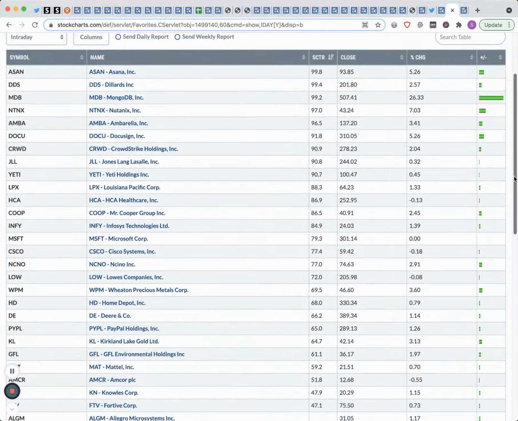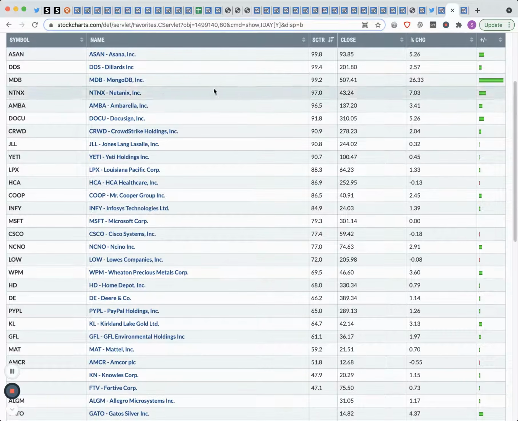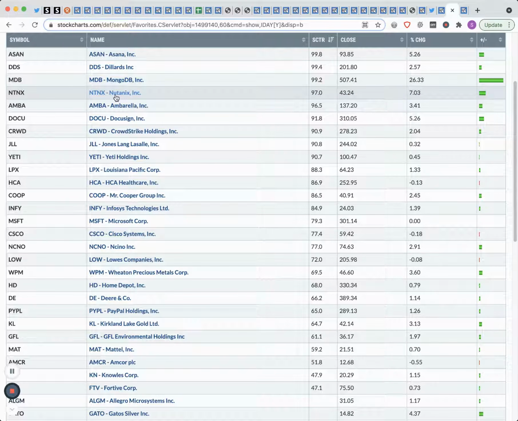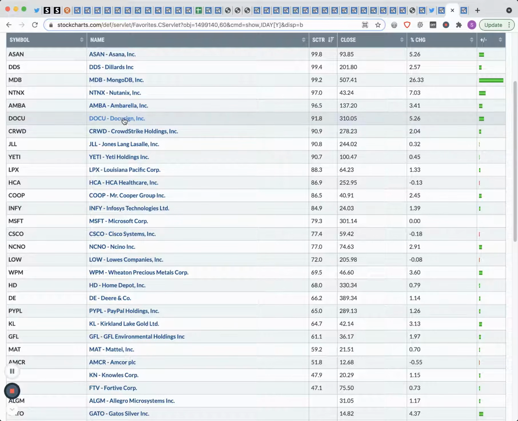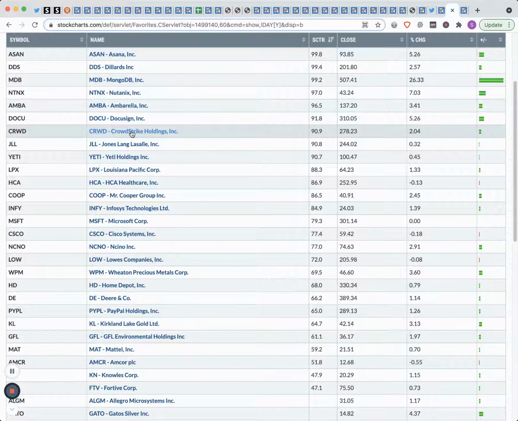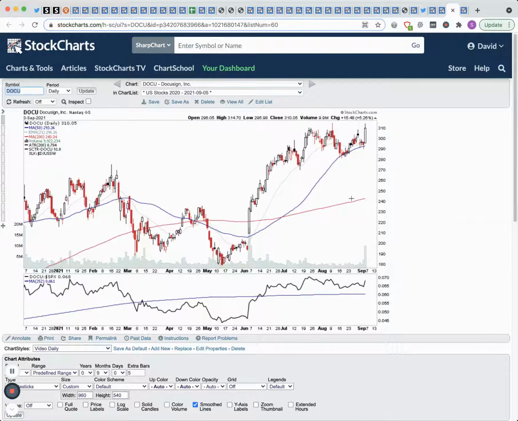So for example, this is the weekend watch list stocks. So Asana has got the strongest relative strength at the moment. You've got Dillard's, MongoDB, Nutanix, Ambarella, DocuSign, CrowdStrike. So I did a big piece on CrowdStrike last week as a potential position trade. DOCU's probably my stock at the moment. So I've been focusing on this one for a while, and I'm already long in this one.